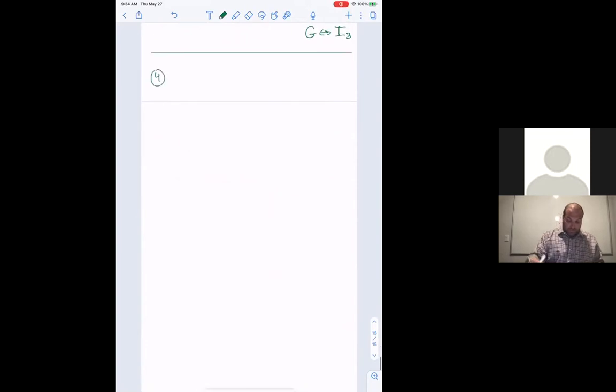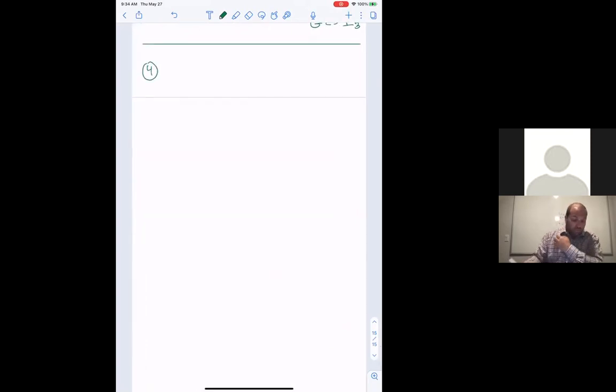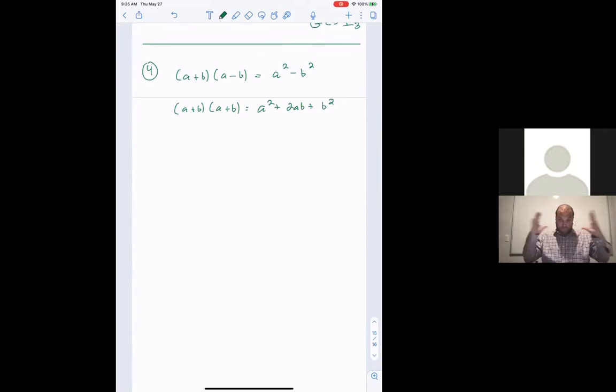Question number 4. It says in algebra, dealing with numbers, we know that a plus b times a minus b, if you FOIL this out, you get a squared minus b squared, a difference of squares, one of the special factorization formulas. We also know that a plus b times a plus b is equal to a squared plus 2ab plus b squared. Either you can FOIL that out, or you can Pascal's triangle it, if you happen to know that.